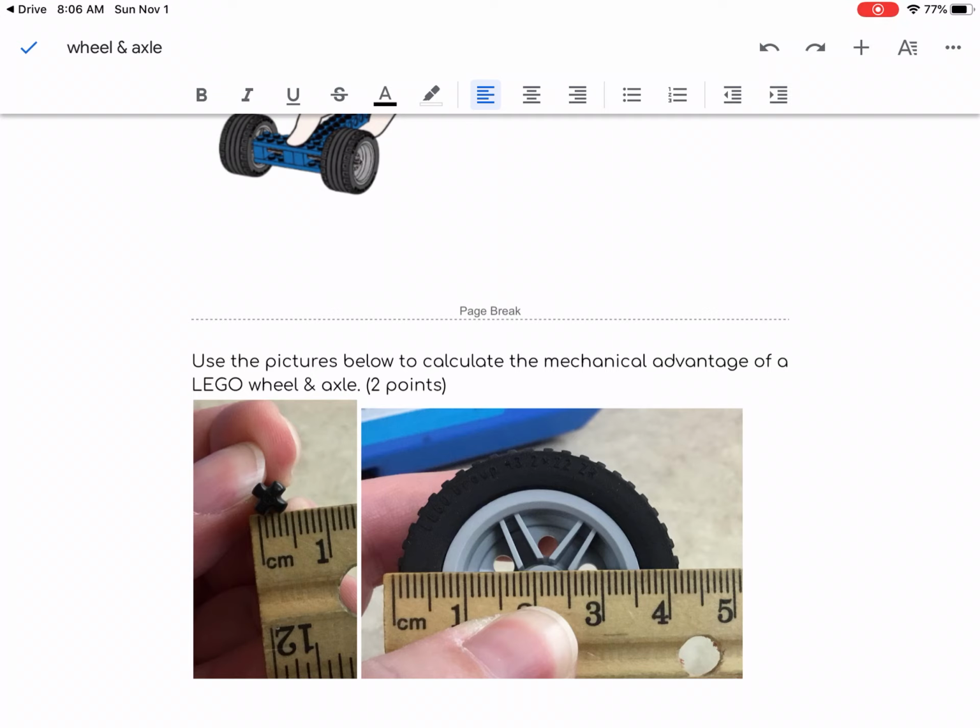You have to make sure you keep this in the same measurements. So you can see that this is using centimeters on both. And you have to be exact. You cannot round. If you choose to use millimeters, then you have to use millimeters on both. Whatever measurement you use on one, you have to use on the other. Remember your formula, diameter of the wheel divided by diameter of the axle.